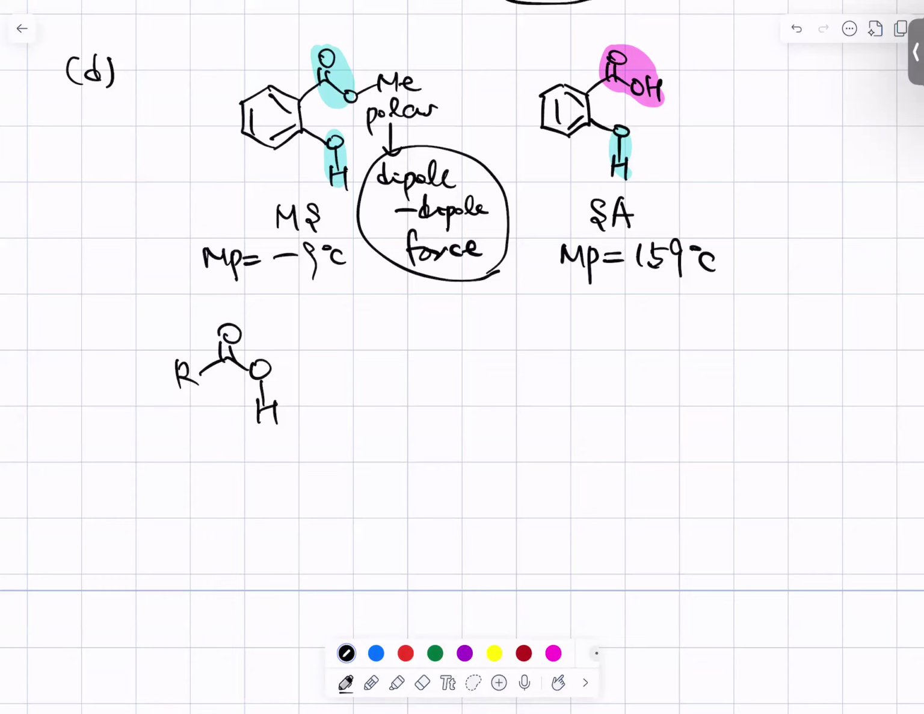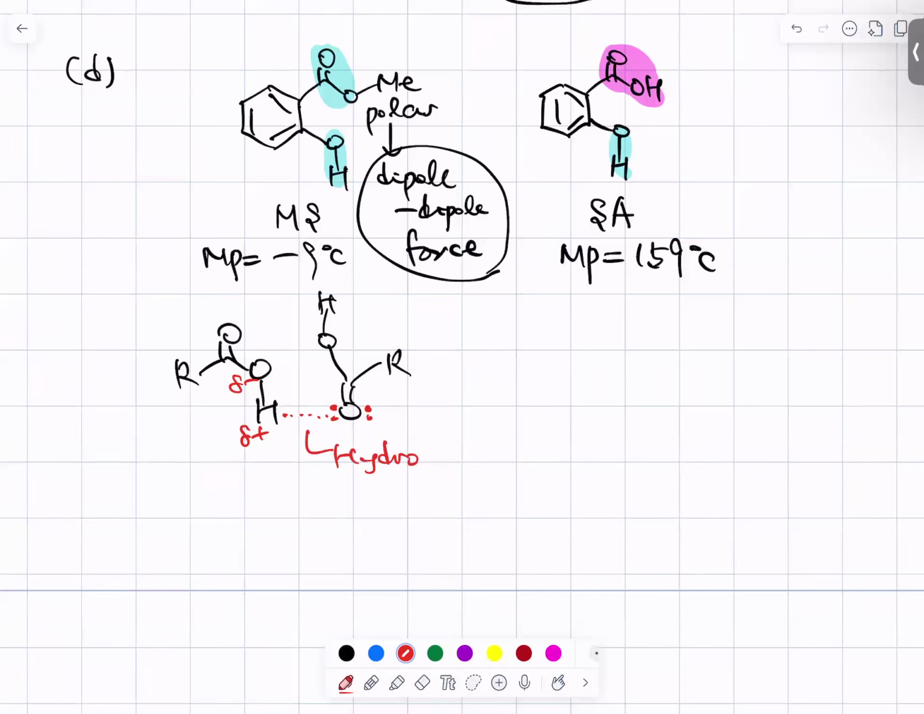Here it has carboxylic acid right there, and then right there, alkyl group. All right. Here, please note there is a strong hydrogen bond. This oxygen has a lone pair, and this hydrogen is strongly partial positive, partial negative. So then there is a hydrogen bond.